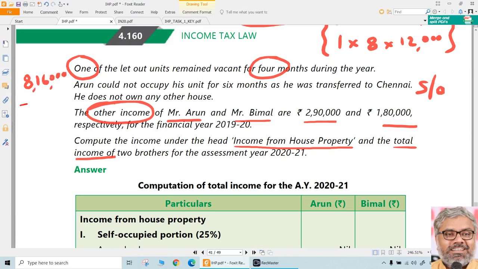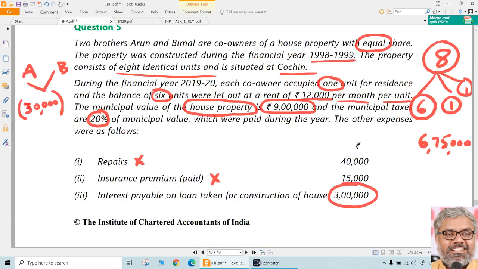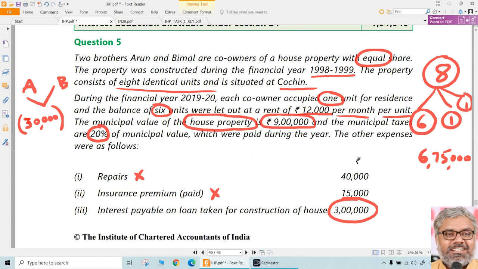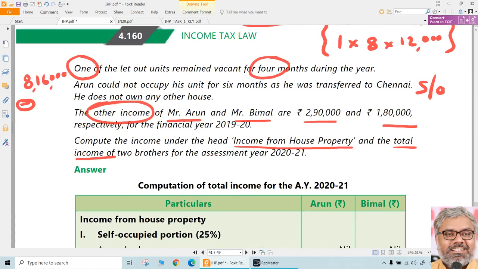From that, deduct municipal taxes. Again, be careful, only related to let out portions. How many of them are there? 6 of them are let out. So how much is the municipal tax first of all? 9 lakhs into 20% of municipal value is municipal taxes. Into 6 by 8 only will be allowed as reduction. 6 by 8 means only 6 properties out of 8 which are let out. So 1,35,000 has to be claimed as reduction under municipal taxes.